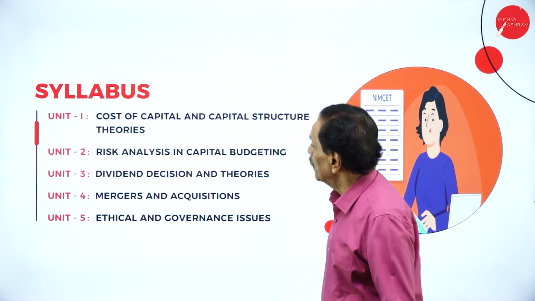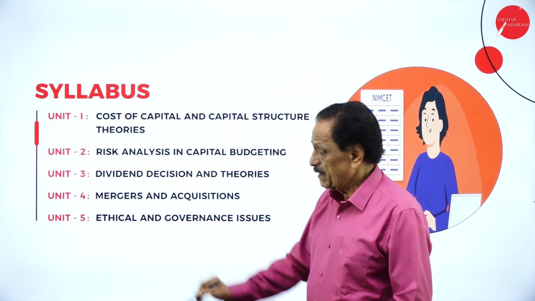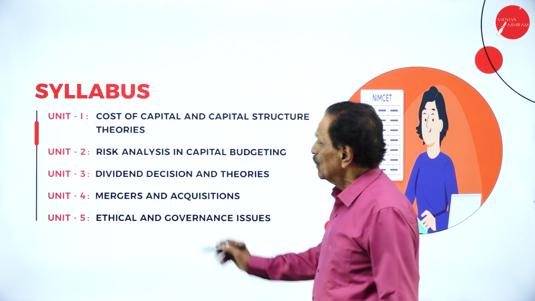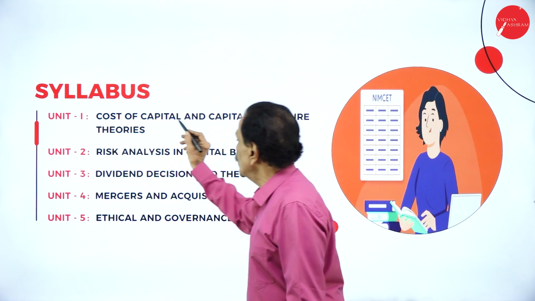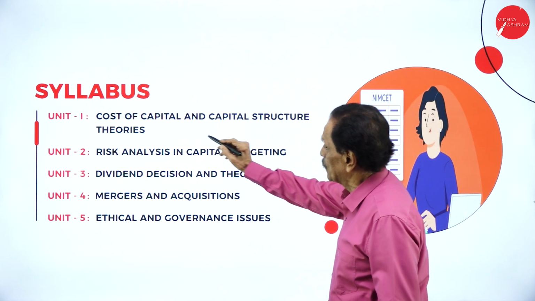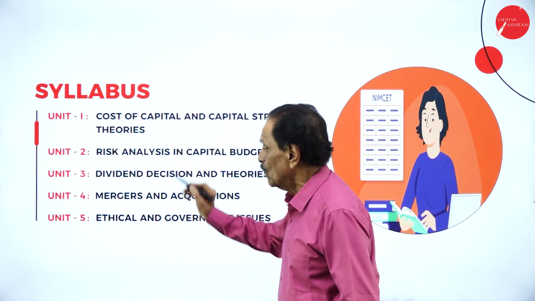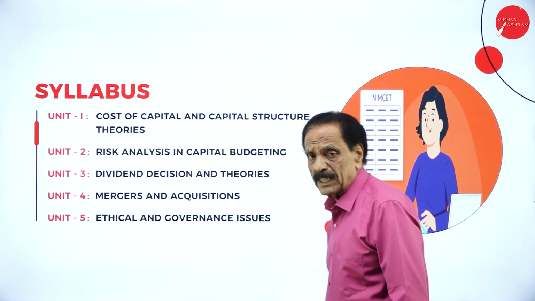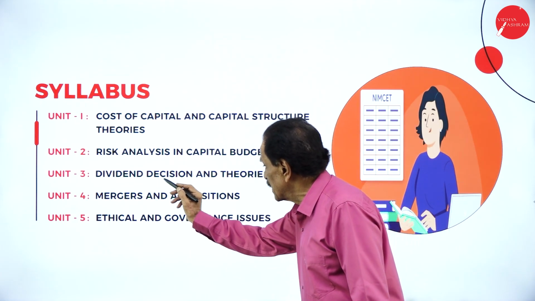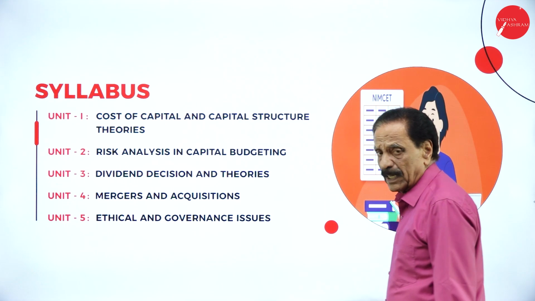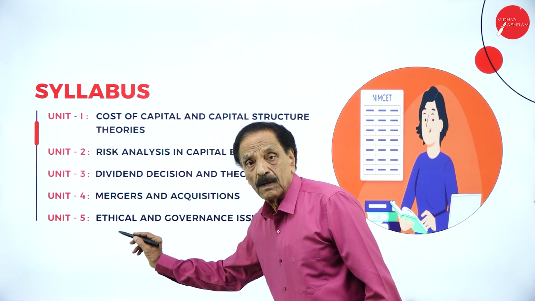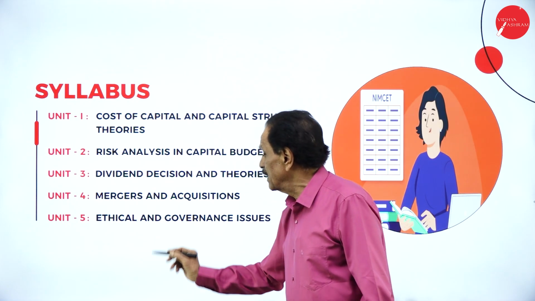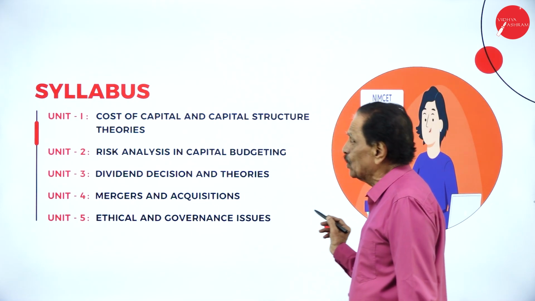Then we want the syllabus of this. We have got 5 chapters in Advanced Financial Management. Unit 1, Cost of Capital and Capital Structure Theories. Unit 2, Risk Analysis in Capital Budgeting. Unit 3, Dividend Decision and Theories. Unit 4, Mergers and Acquisitions. Unit 5, Ethical and Governance Issues.